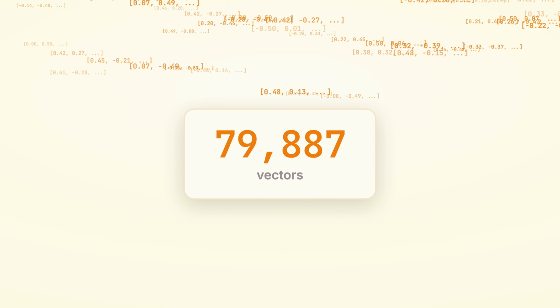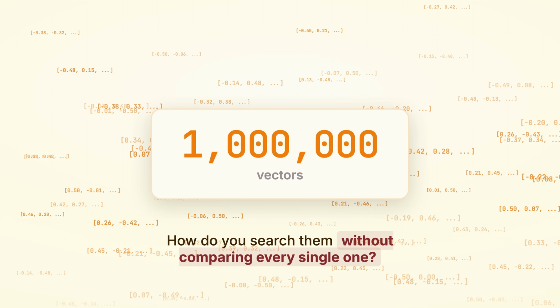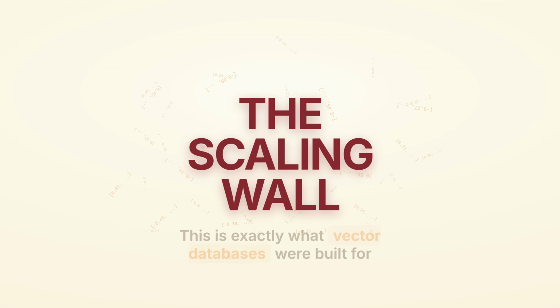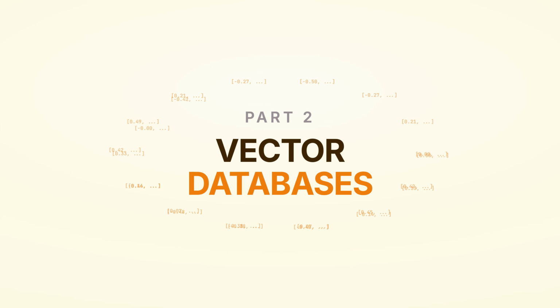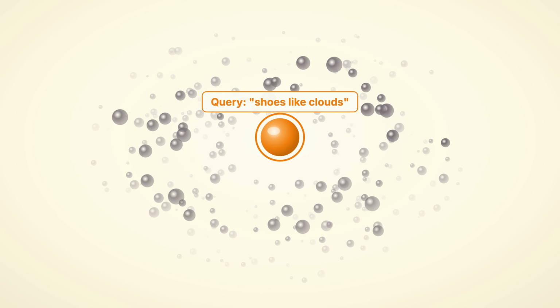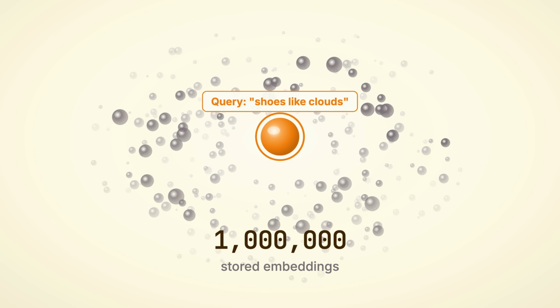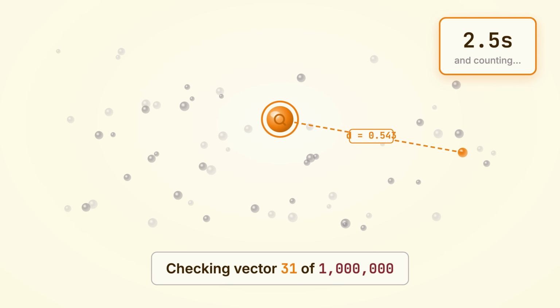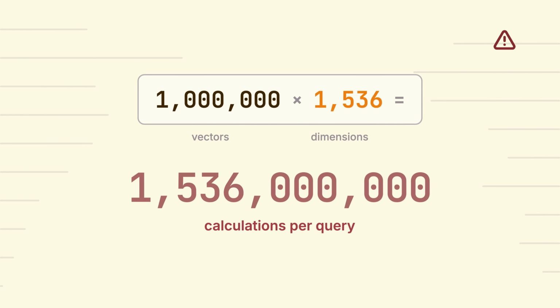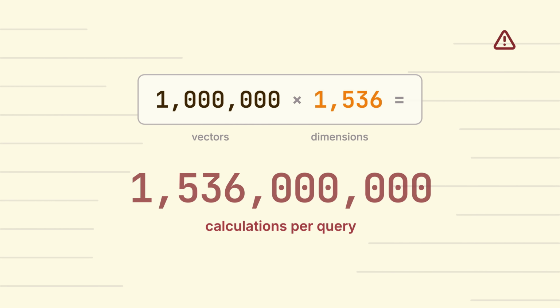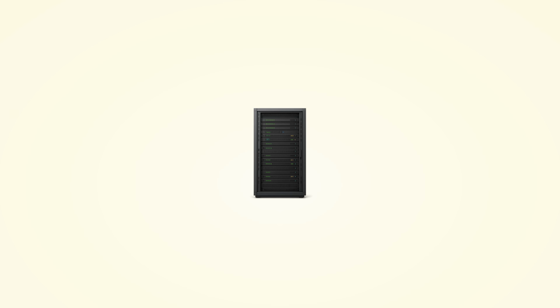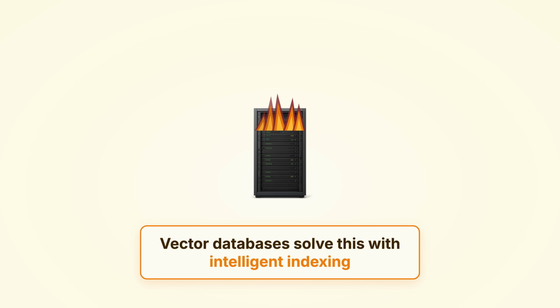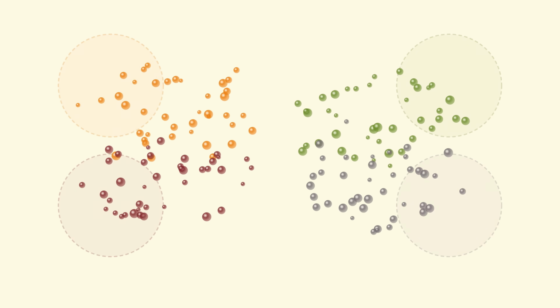Now you have millions of these. How do you search them without comparing every single one? This is exactly what vector databases were built for. The challenge is simple to state, brutal to solve. You have a query embedding, a million stored embeddings, find the most similar ones. The brute force approach, calculate the distance between your query and every single vector. For 1,136 dimension vectors, that's over 1.5 billion calculations per query. Vector databases solve this with intelligent indexing. They don't compare against everything, they dramatically narrow the search space.